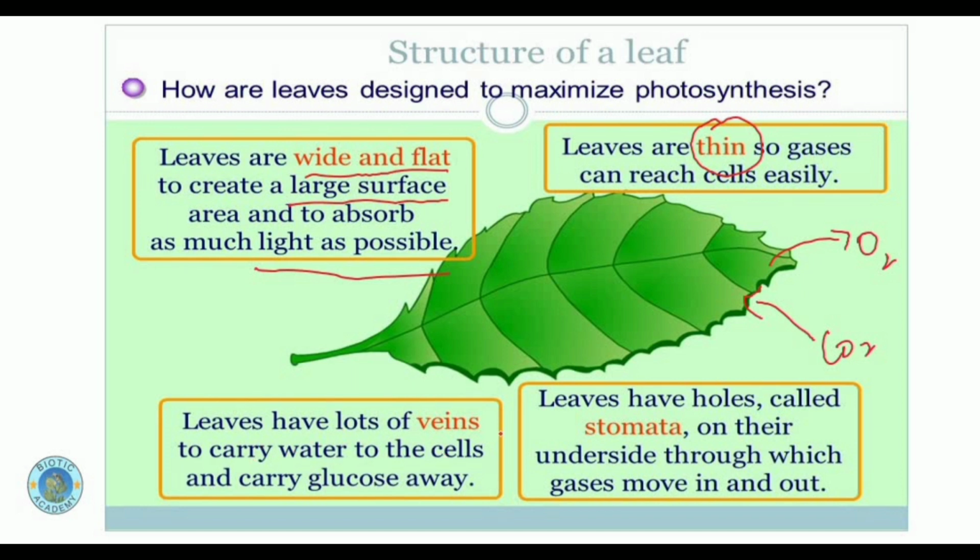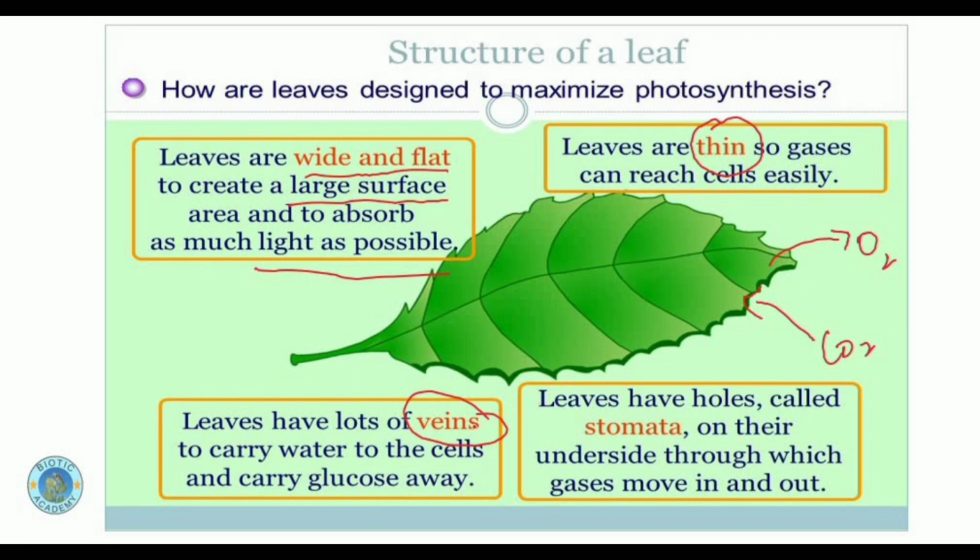Leaves have a lot of veins. What are veins? These are basically the network of xylem and phloem to transfer water to the respective parts of the leaf for the process of photosynthesis. So they have lots of veins so that the maximum amount of water can be supplied to the different cells and tissues of the leaves so that they can perform the process of photosynthesis easily.